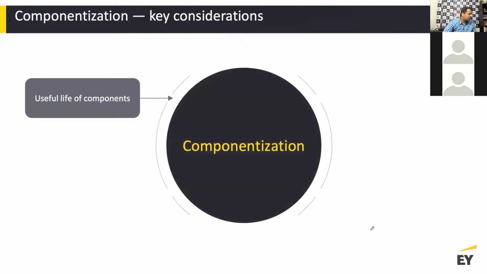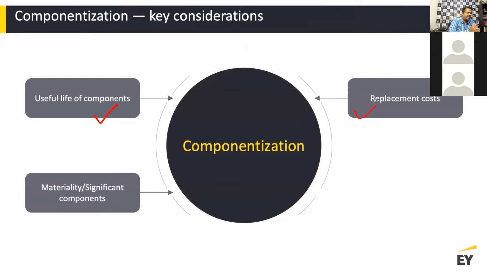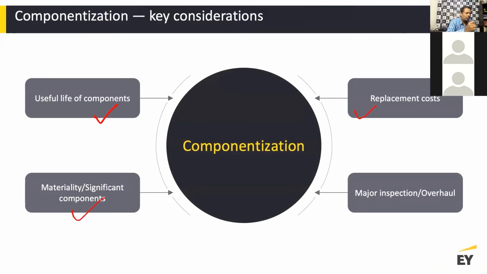So to summarize, from the perspective of componentization, you have to look at the useful life of the component, the replacement cost, the materiality of the significant component, and you also look at major inspection and overhaul. We're going to further help you understand all of this with the help of several examples.